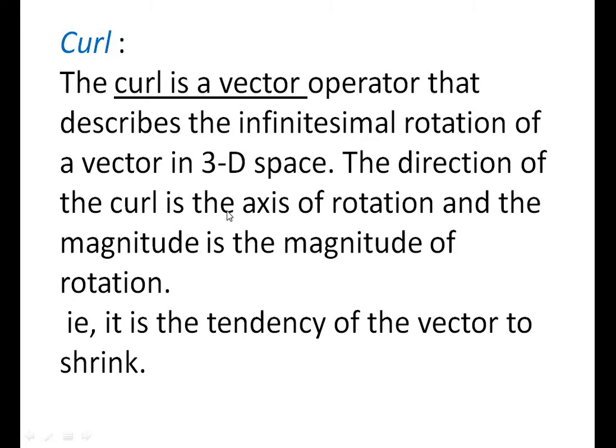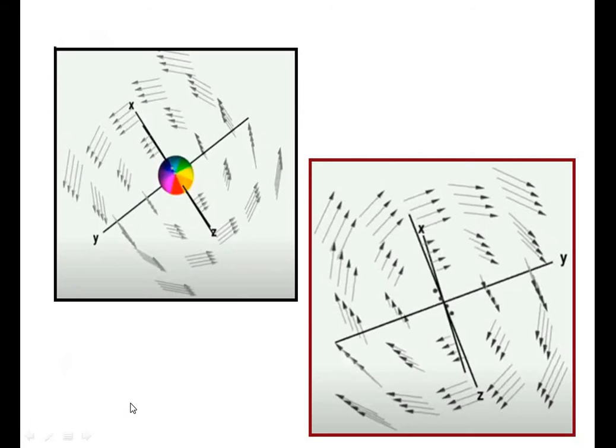The direction of the curl is along the axis of rotation and the magnitude is the magnitude of the rotation. Or we say that it is the tendency of the vector to rotate around a point. Look at these pictures, which show the anti-clockwise rotation and the clockwise rotation. These types of representation are the curl of that vector field. Each point on this surface is rotating around a point. This is called the curl of that function, which is the tendency of the vectors to rotate.